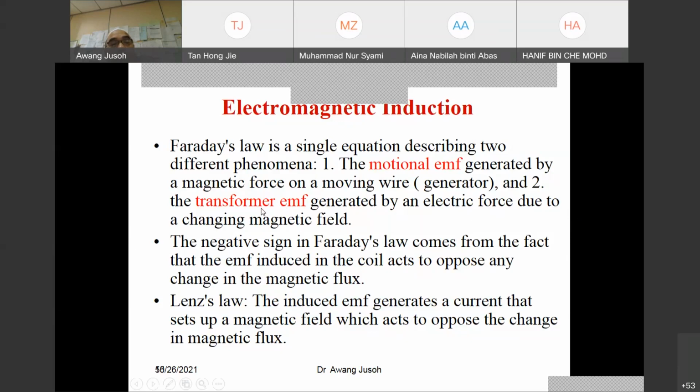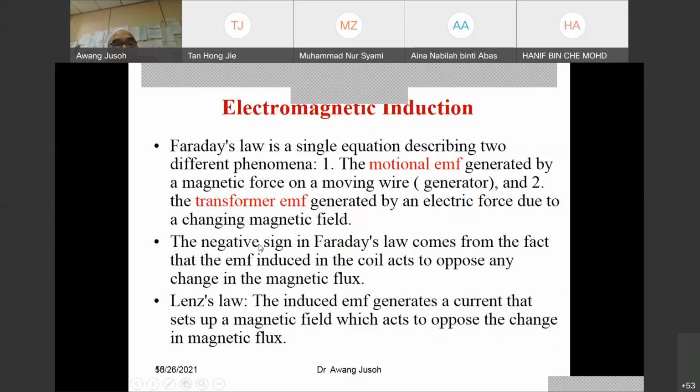The second one is the transformer. Transformer means there is no moving part, it is static. But how does it generate voltage in the secondary? Because when d flux per dt changes, it will produce voltage at the secondary winding. That we call transformer EMF. Transformer EMF does not involve any rotational part, it is stationary. That's why we call it transformer EMF or stationary EMF. But in the power station and so on, it's motional EMF. But both use the concept of Faraday's law.